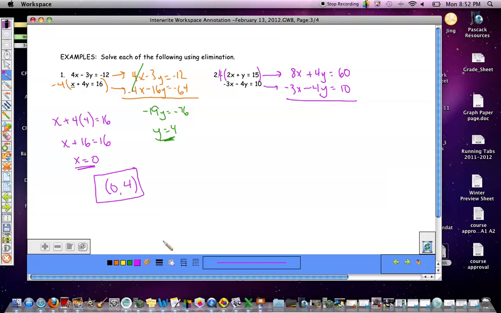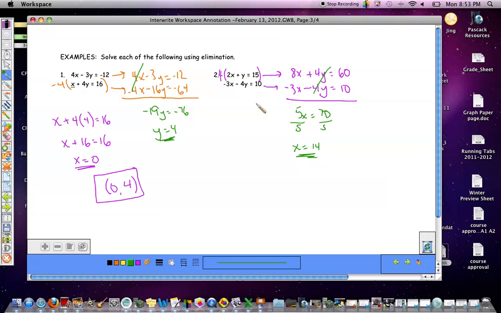Okay, our 4y is going to cancel for me again. All right, 8x minus 3x gives me a 5x. 60 and 10 is 70. Divide both sides by 5, and I wind up with x equaling 14. Now again, I'm not done.